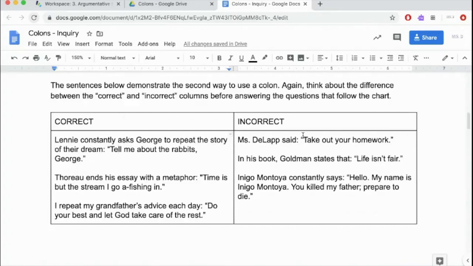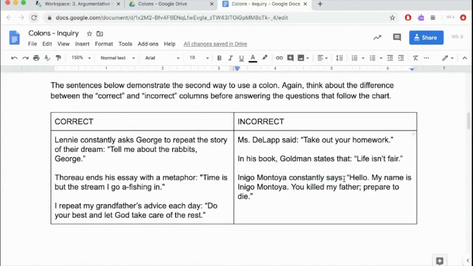Miss DeLapp said: Take out your homework. In his book, Goldman states that: life isn't fair. Inigo Montoya constantly says: Hello, my name is Inigo Montoya. You killed my father. Prepare to die. Now, the big difference if you're looking at the correct and incorrect column, hopefully yesterday what you noticed with your partners was that, again, just like the last examples, before the colon, it has to be a complete sentence.